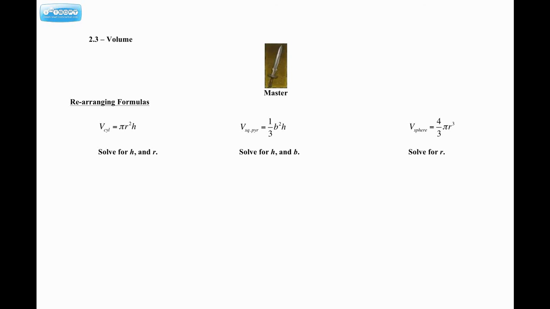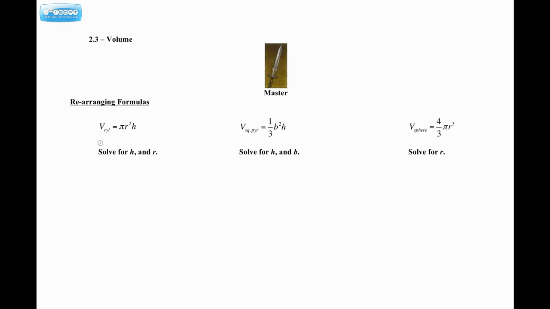Chapter 2, Section 3, moving on to master for volume. Just like what we did with surface area, we're going to take formulas, but in this case formulas for volumes of different shapes, and we're just going to do some algebra and isolate different variables. That's all. And you might find these actually a little bit easier than the previous section.